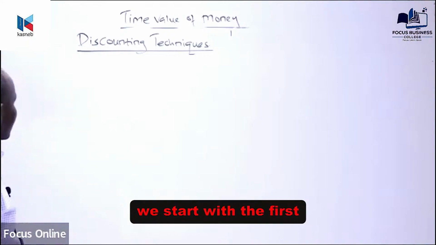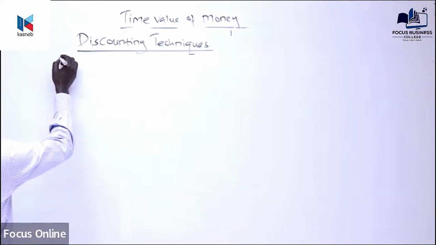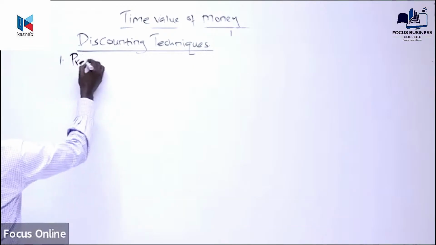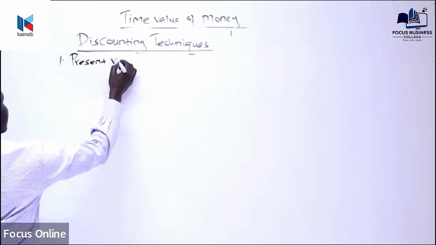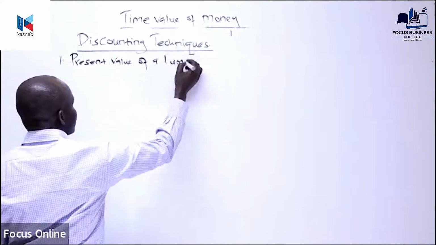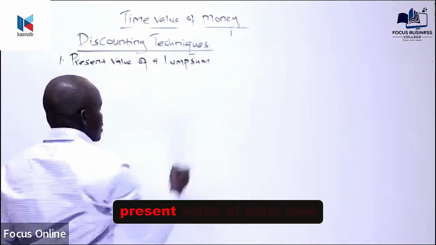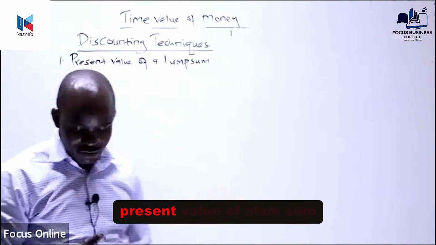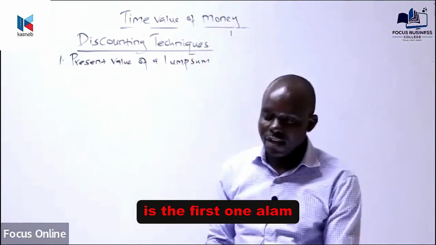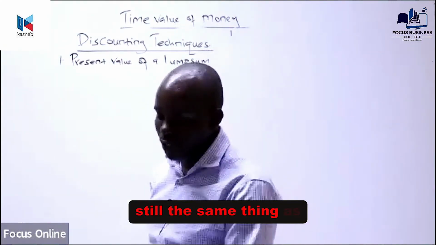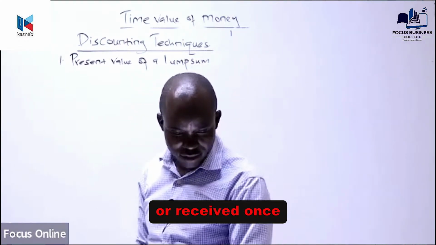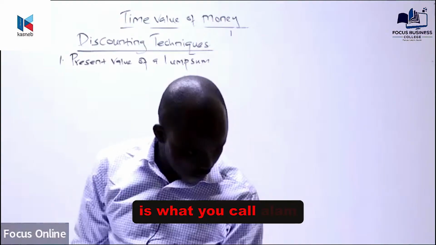we start with the first one. Present value of a lump sum. Present value of a lump sum is the first one. A lump sum, still the same thing as we've said, an amount that is paid or received once is what we call a lump sum.